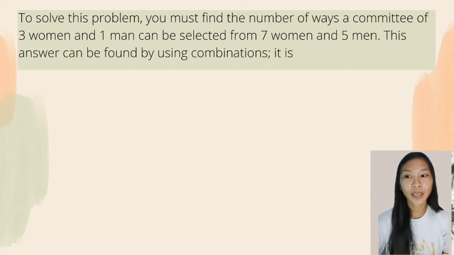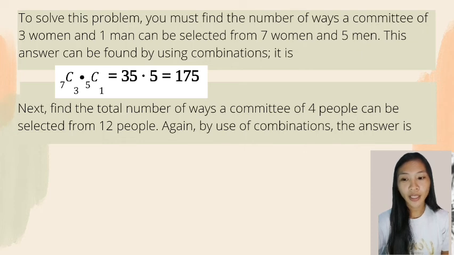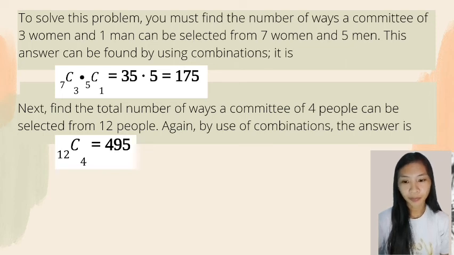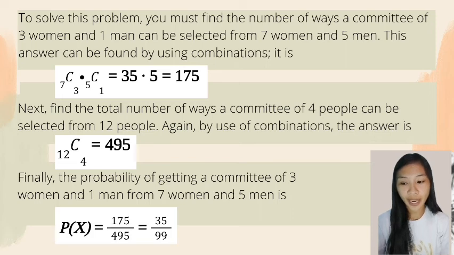This answer can be found by using combinations. It is combination of 7 and 3 times combination of 5 and 1, which is equal to 35 times 5, which is equal to 175. Next, find the total number of ways a committee of 4 people can be selected from 12 people. Again, by the use of combinations, the answer is 495. Finally, the probability of getting a committee of 3 women and 1 man from 7 women and 5 men is probability of x is equal to 175 over 495, which is equal to 35 over 99.